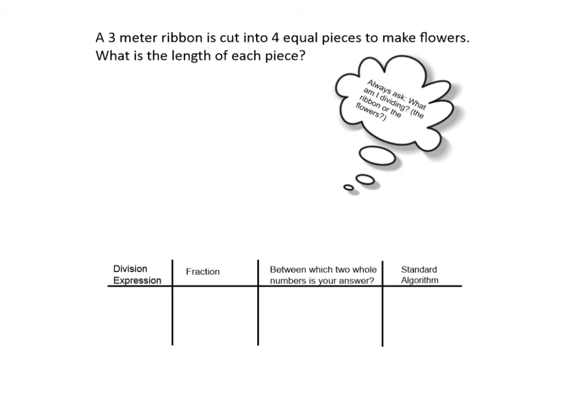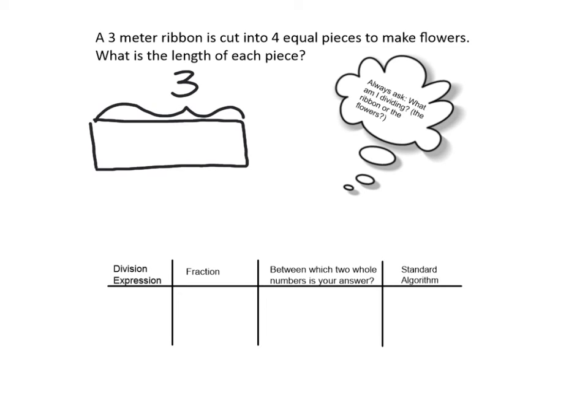Let's try one more before you try one by yourself. A 3-meter ribbon is cut into 4 equal pieces to make flowers. What is the length of each piece? So again, we're using tape diagrams to show our division today. So we need to ask ourselves, what am I dividing, or what am I splitting? Am I splitting the 3-meter ribbon, or am I splitting the 4 equal pieces? Well, I know I'm going to cut the ribbon. I'm going to split the ribbon. So the ribbon is 3, and I'm going to split it into 4 pieces.